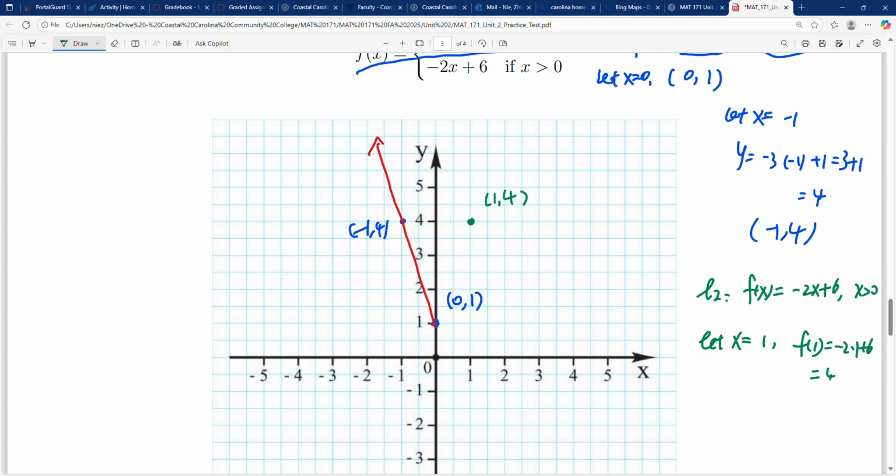1, 4. Now let x equal to another value, let x equal to 2. So f of 2 equals negative 2 times 2 plus 6, so it is 2. When x is 2, the function value is 2, so it's this one. Again, you use the ruler to connect them.